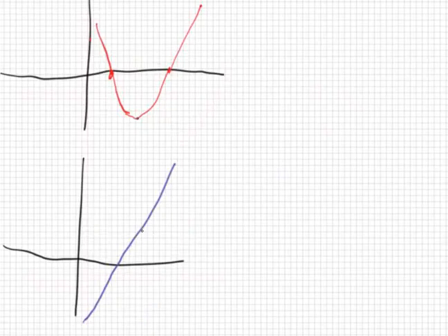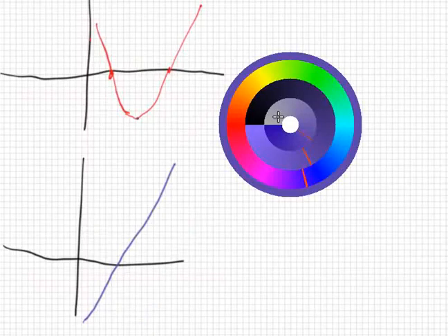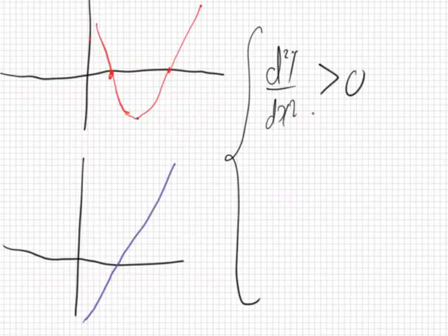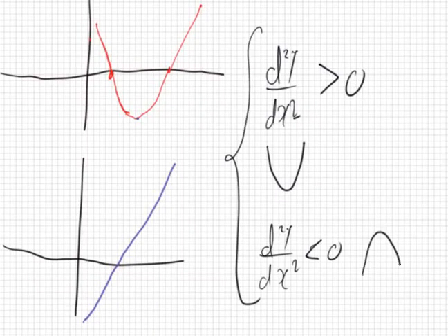Okay, I'll get straight to my point. There's enough messing around with graphs. If the second derivative is positive, what that means is the graph will have this shape to it. And if the second derivative is negative, it means it will have this shape to it.